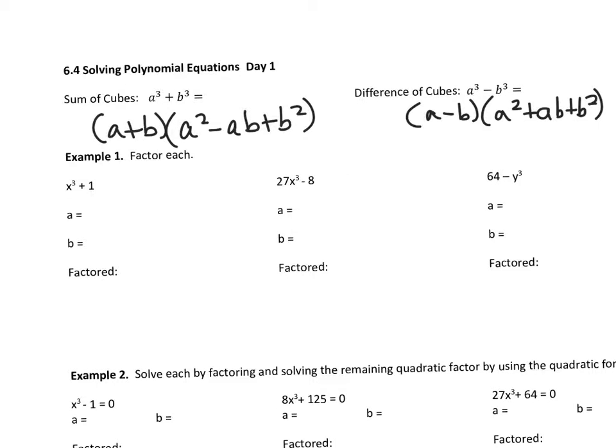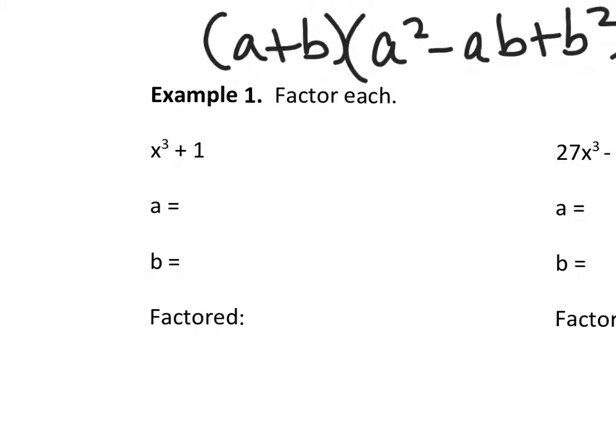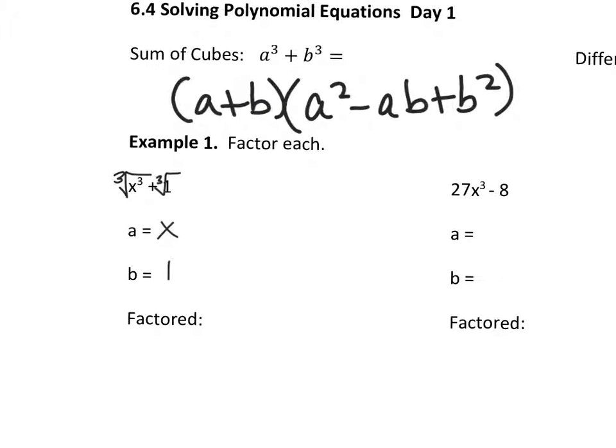You do the cube root of the first term, and that's your a. So the cube root of x cubed is x. And your b is the cube root of the second term. The cube root of 1 is 1, because 1 times 1 times 1 is 1. So now this is going to be the sum of cubes. I'm going to use this formula because I have a cubed plus b cubed, x cubed plus 1.